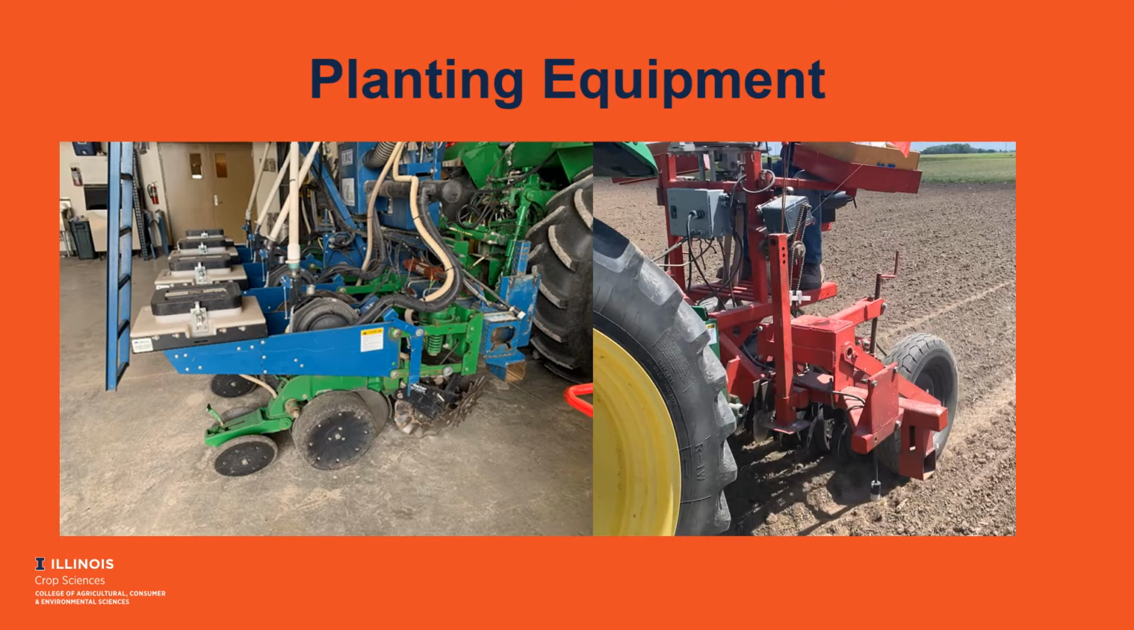Our planting equipment is all GPSed and automated, which makes for really great uniform row spacings. We have this Almaco planter that has vacuum and electric drives, and then we have this cone planter that we use for our wheat and hemp trials.